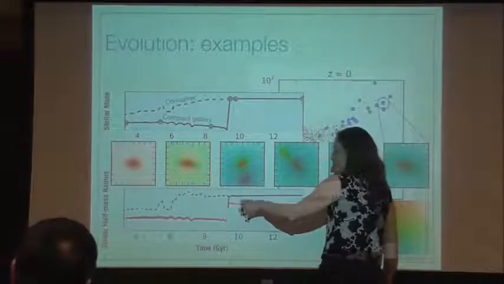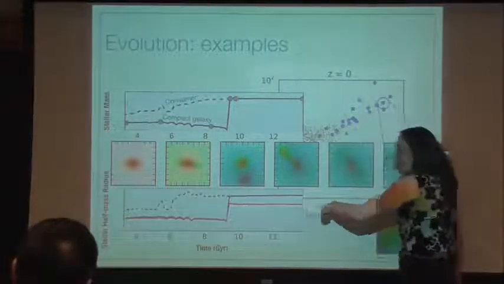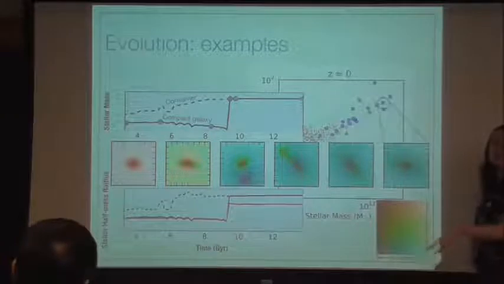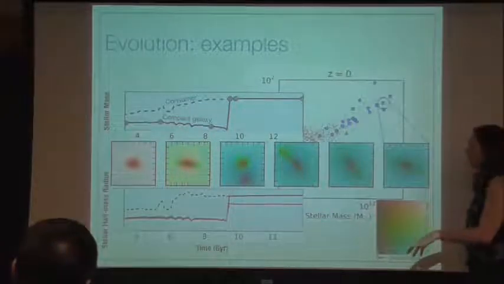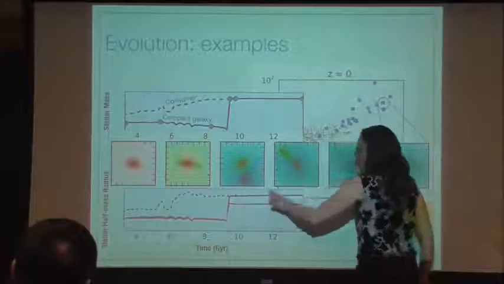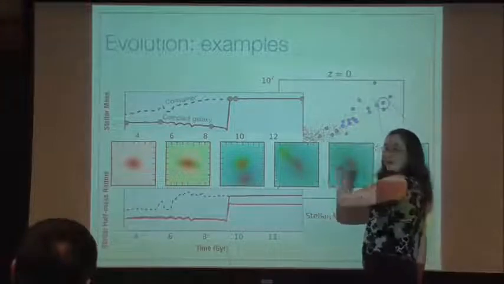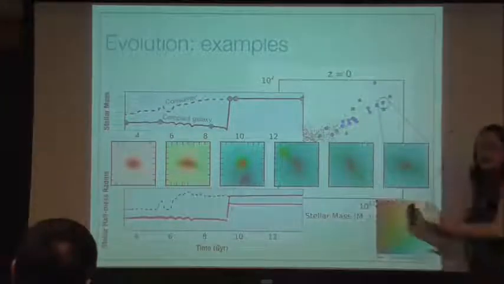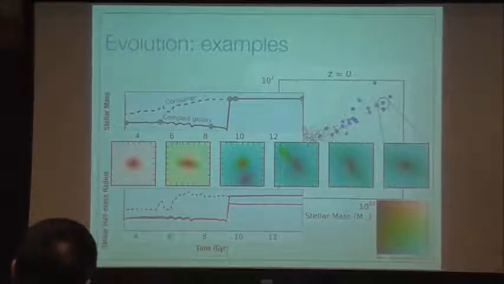There's another line here, this red line, which shows you the half-mass radius of just the stars from the compact galaxy. There's a big jump here as well because these stars are just getting scattered all over the place. So that half-mass radius increases also. So, yeah, this is a really interesting example.